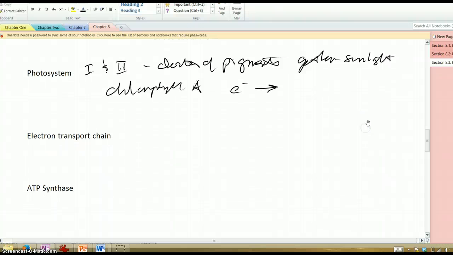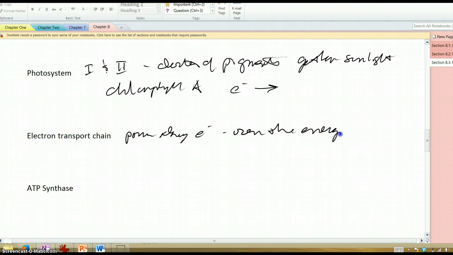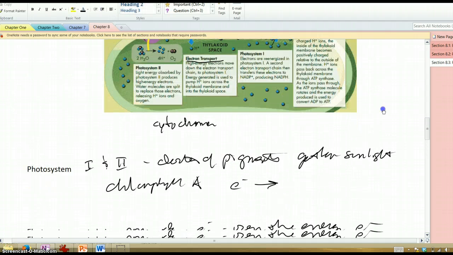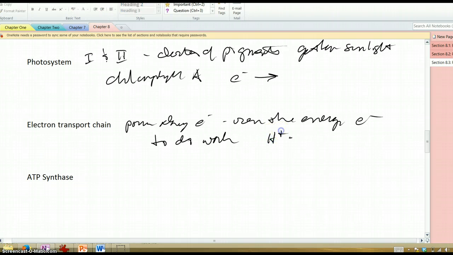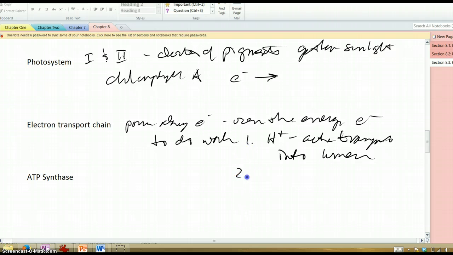All right, so the electron transport chain basically passes along electrons and uses the energy from these electrons to do work. With, again, the first electron transport chain, we're pumping hydrogen ions in. Hydrogen ions, active transport into the lumen. And then we have a second, so that's sort of the first one. Then we have a second electron transport chain, which is used to basically convert NADP plus into NADPH.